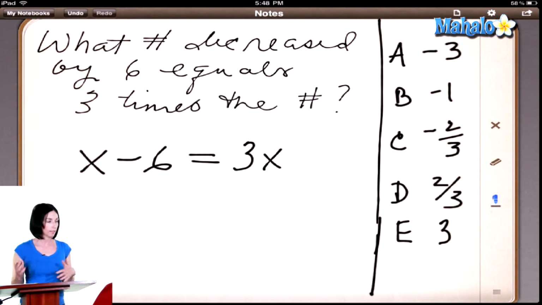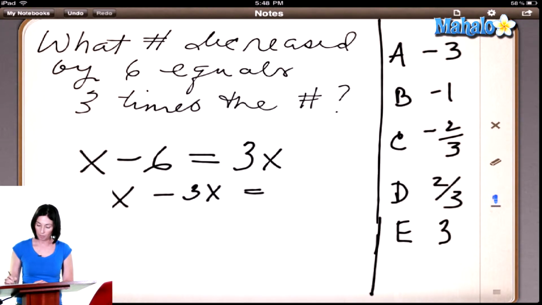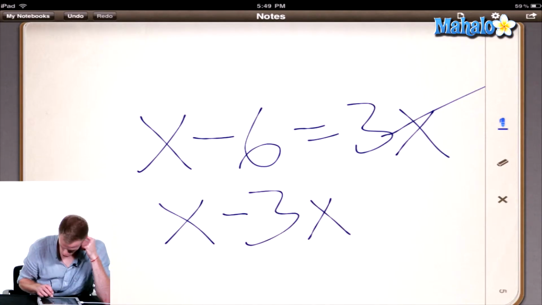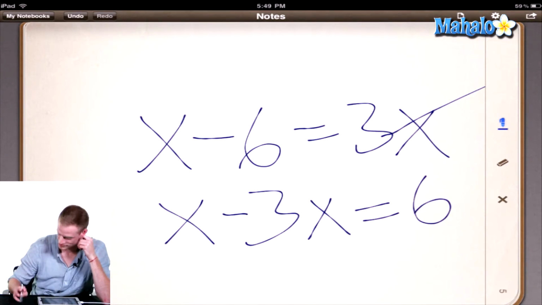So now you got to do a little bit of algebra, right? So we can move the 3x over to the other side. So we would have x minus 3x. And we move the 3x over here, and we're going to move the 6 over to this side. X minus 3x is equal to 6. So what's x minus 3x? If you have an x and you take away 3 x's, how many x's do you have? Minus 2 x's. Minus 2x. Right, yeah. So you have minus 2x equals 6.